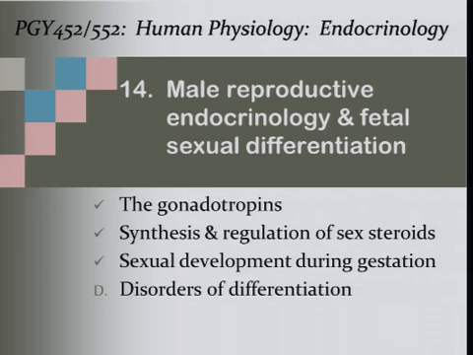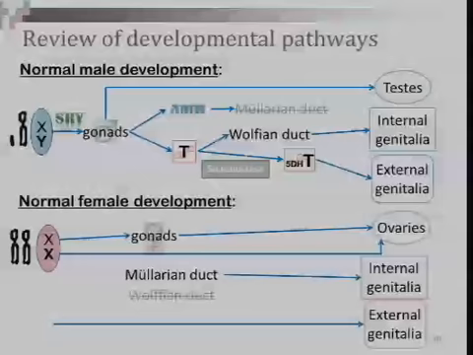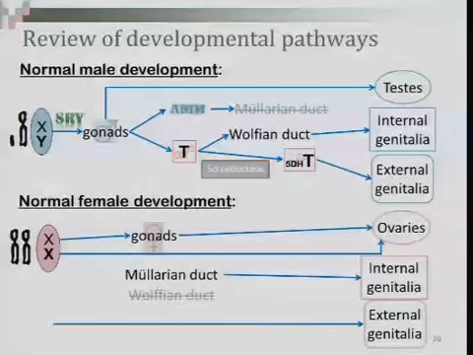Okay, so we left off last time at disorders of differentiation. So we're almost done with reproductive endocrinology. And I think I left off with this diagram here, just to go back over it really quickly. In a genotypically normal XY male fetus with a functional SRY gene will express testes determining factor that will cause the indifferent gonads to differentiate into male fetal gonads. Those will eventually become testes.